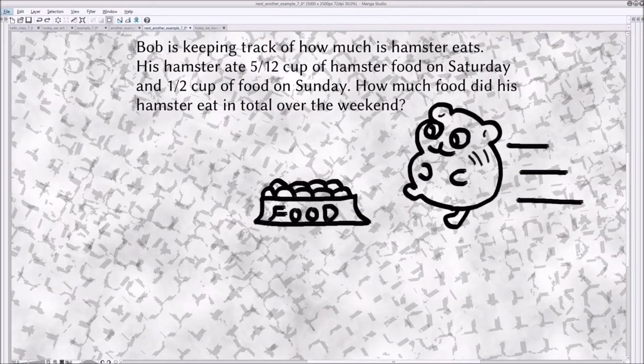So, same thing as before, guys. Get out your piece of paper, try to solve this on your own, pause the video, and then we'll be right back shortly to review it together.